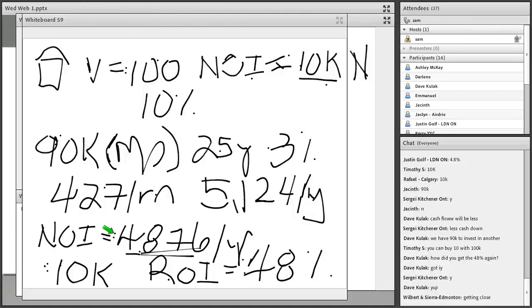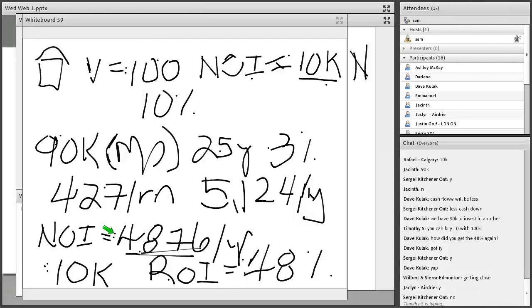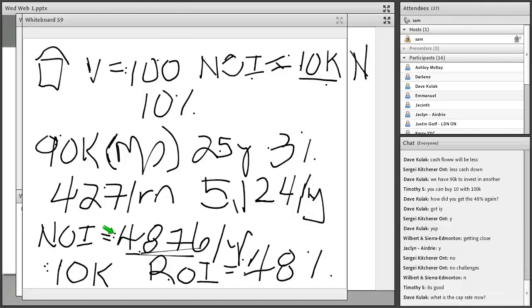Okay. Give me 1 second. Can everybody see the screen fine? Does anybody have any challenges seeing the screen? No? Everybody's good? Okay.